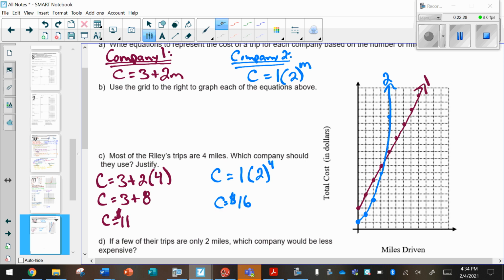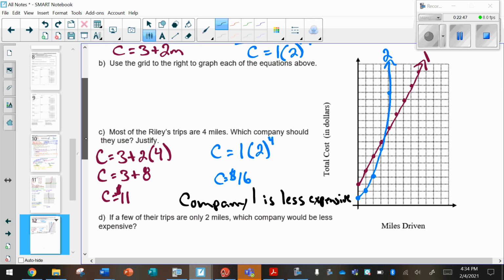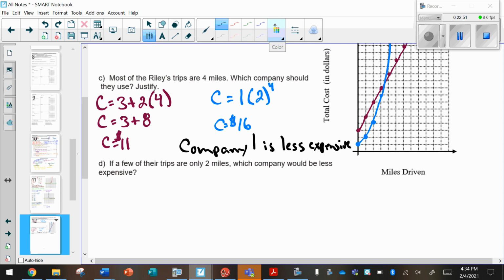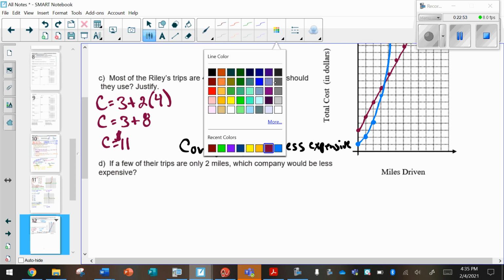So which one's a better deal? For going only 4 miles, it will be company 1. Company 1 is less expensive if we're going 4 miles. Now let's try going a 2-mile trip and see which one's a better deal.